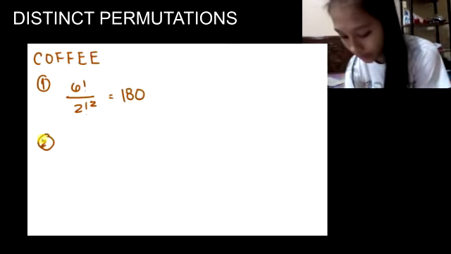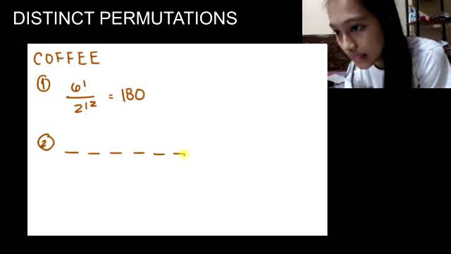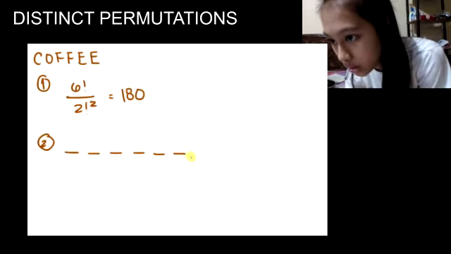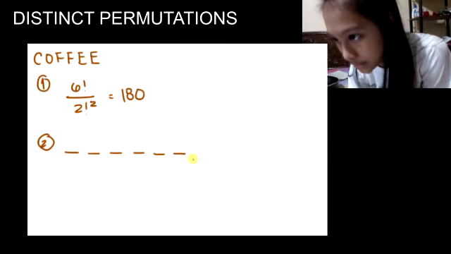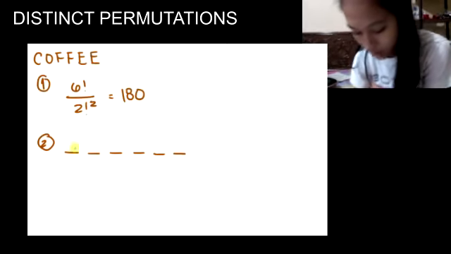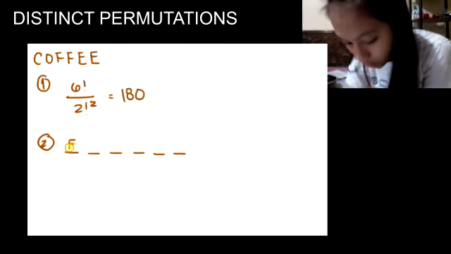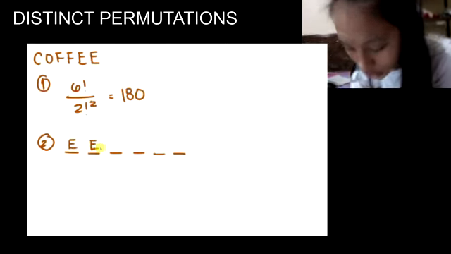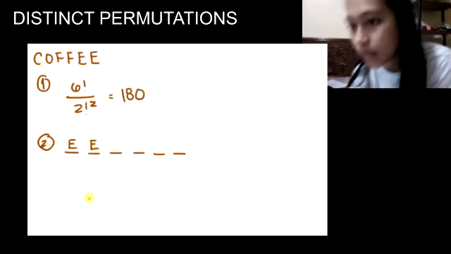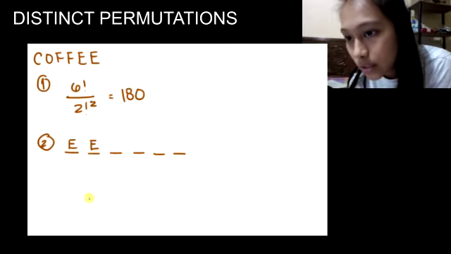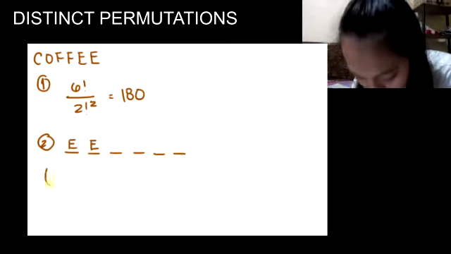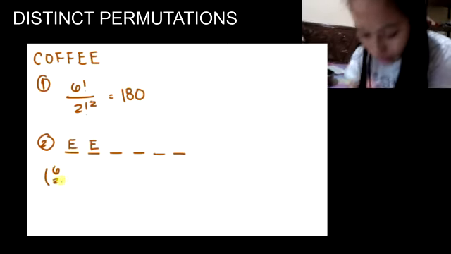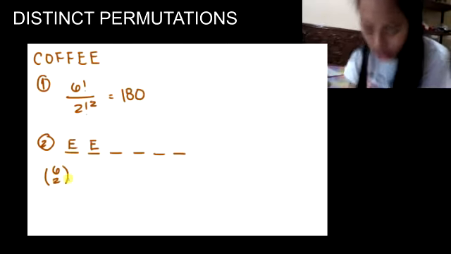Here is another way to think about it. You have the word coffee and 6 blanks. So 1, 2, 3, 4, 5, 6. Begin with E. Choose 2 of the 6 blanks and pop the E's in. So, lagay natin siya dito. E and then E.